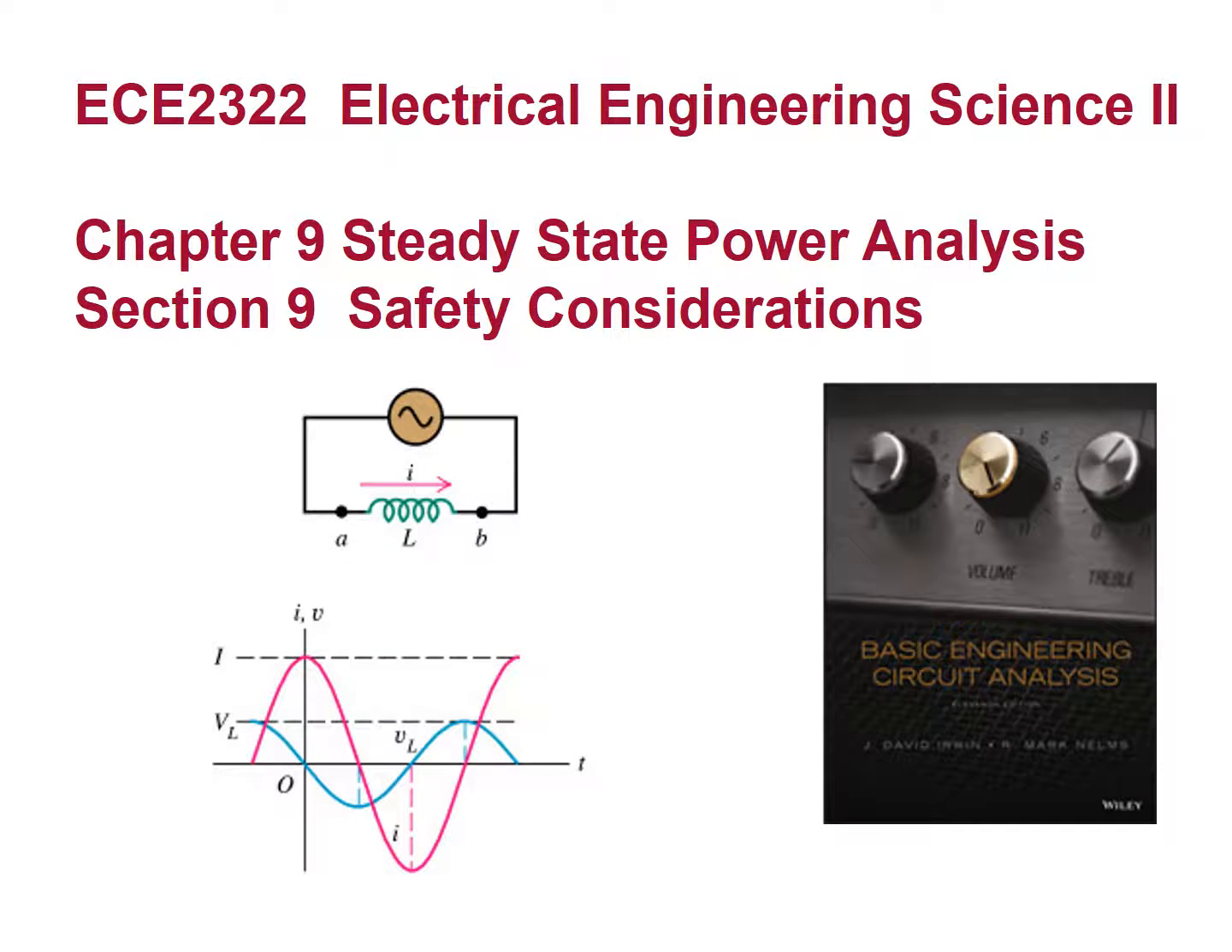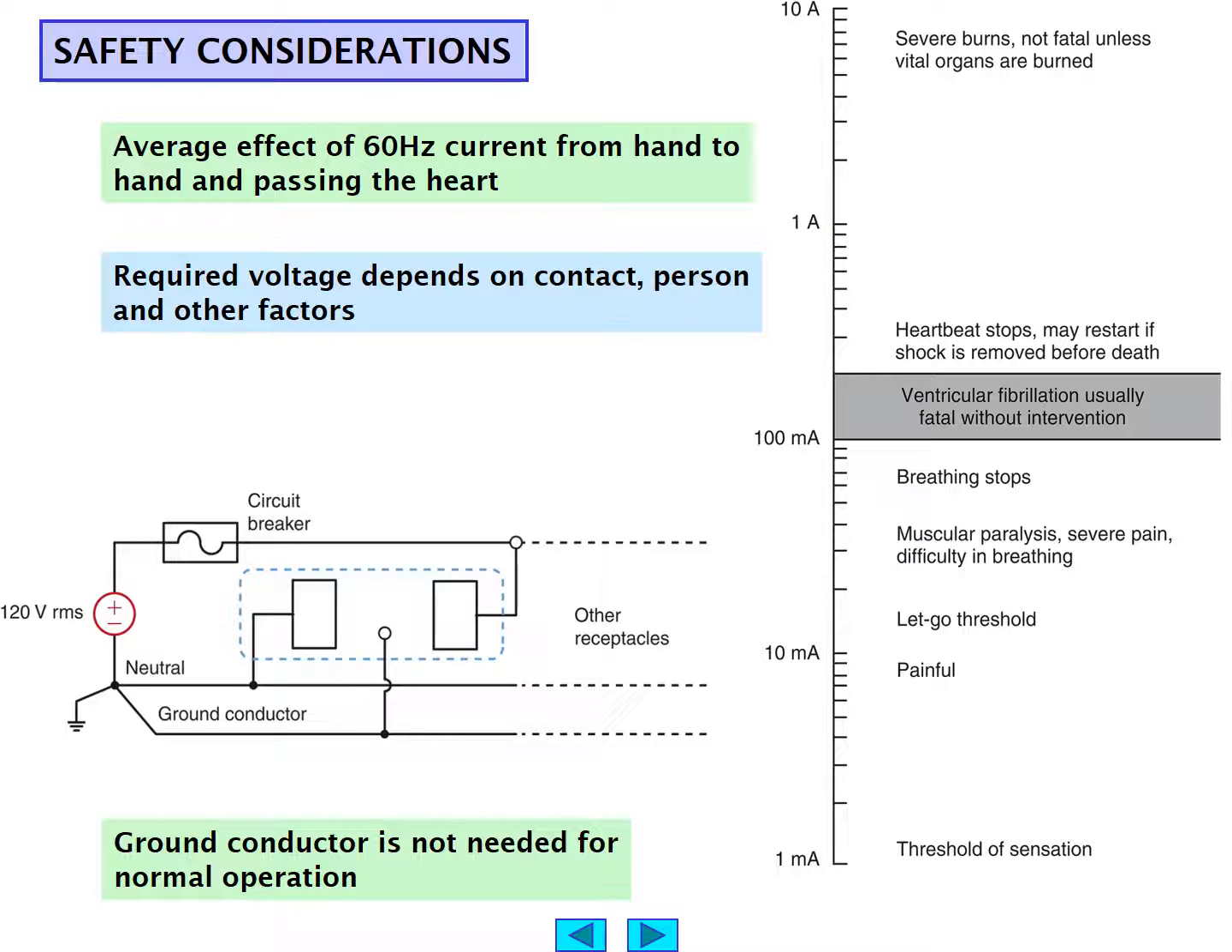Safety considerations, section 9. The average effect of 60 hertz current from hand to hand and passing through the heart could be quite difficult to survive. We could have ventricular fibrillation, usually fatal, unless there's intervention. Required voltage depends upon the contact, the person, and other factors. So we do have to be careful about producing a current path across especially even typical line voltages at 120 volts RMS.